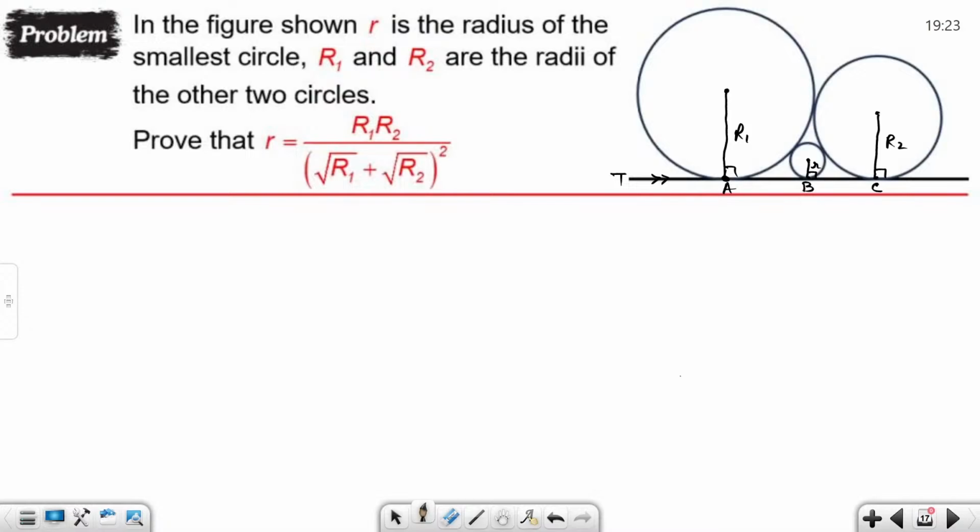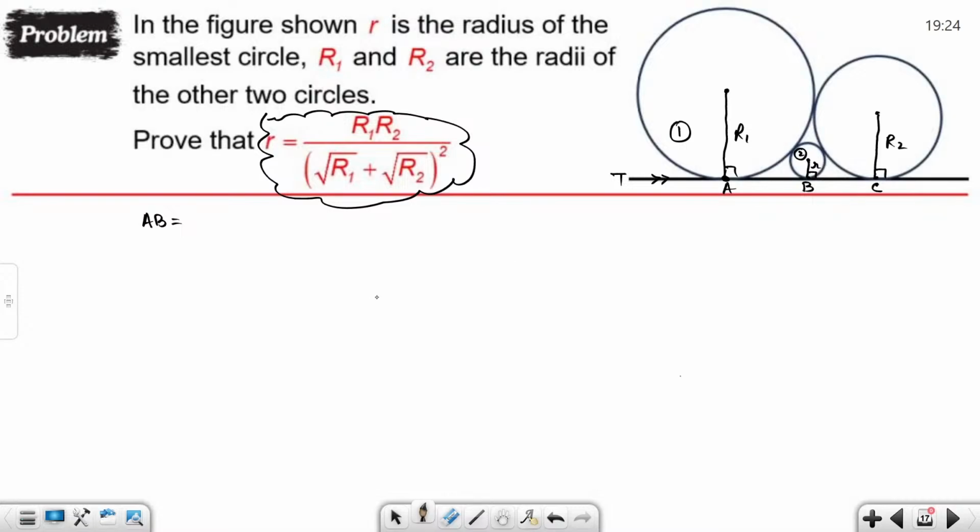So now we have to prove this, but actually we are finding the radius of the small circle. Is it clear? How to do that? Now consider circle 1 and circle 2. This tangent T is a direct common tangent for these 2 circles, circle number 1 and circle number 2. So what is the length of AB? AB is the length of the direct common tangent for circles 1 and 2.